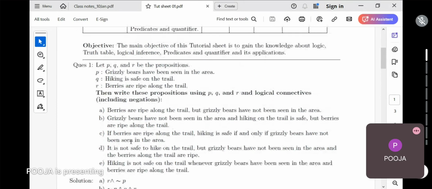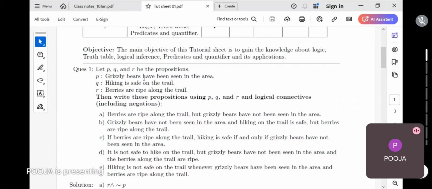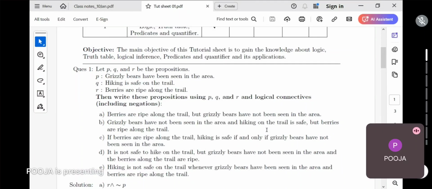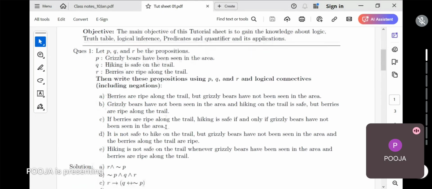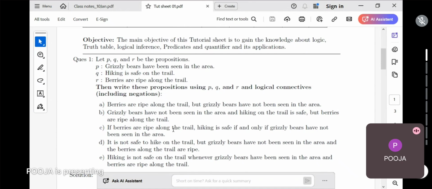This is the solution. Second, grizzly bears have not been seen in the area. So that is negation P, and hiking on the trail is safe, that is Q. So negation P and Q, conjunction Q. But berries are ripe along the trail. For but also we are using conjunction, conjunction R. So the answer is negation P, conjunction Q, conjunction R. So this is the final answer.